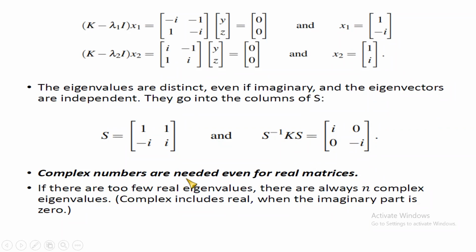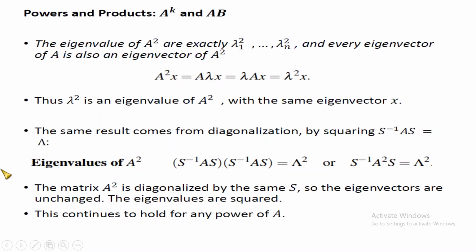So complex numbers are needed even for real matrices. There is always a possibility of complex numbers. If there are too few real eigenvalues, there are always n complex eigenvalues. Complex includes real when the imaginary part is 0. Okay. You can find the power and the product also.